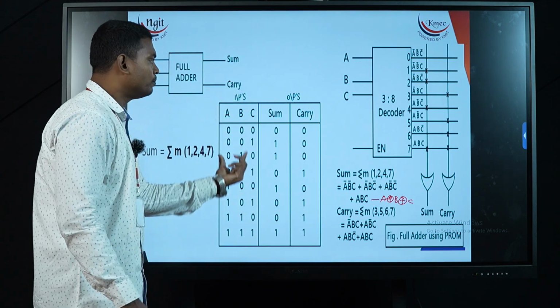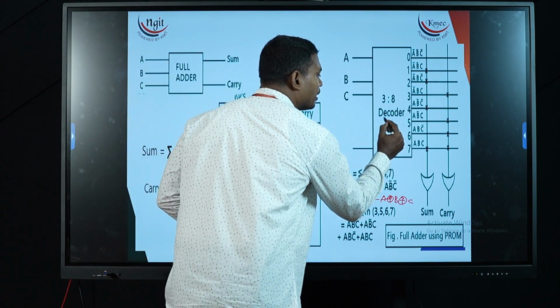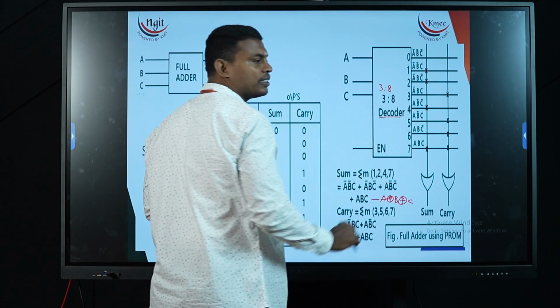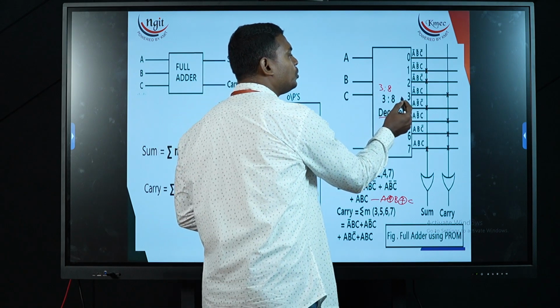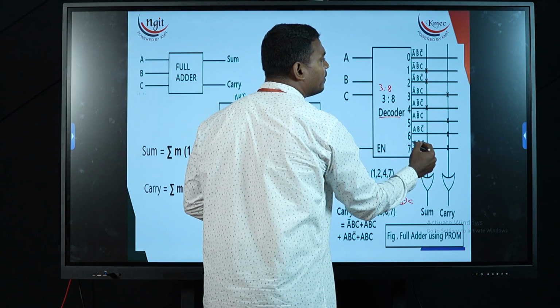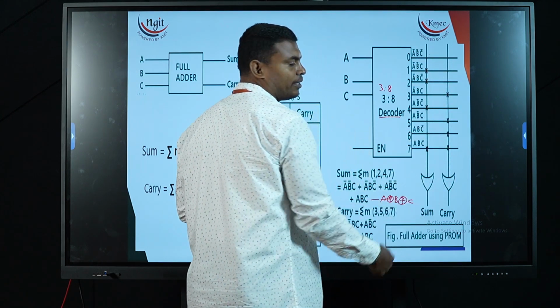Now you have 3 inputs. As I told you, the AND gates are fixed, so I am utilizing a decoder there. For 3 inputs, I am using a 3:8 decoder, that is n to 2 power n, 3 to 2 power 3, which is 3:8. So I am marking all my outputs 0 to 7, that is 0, 1, 2, 3, 4, 5 till 7.